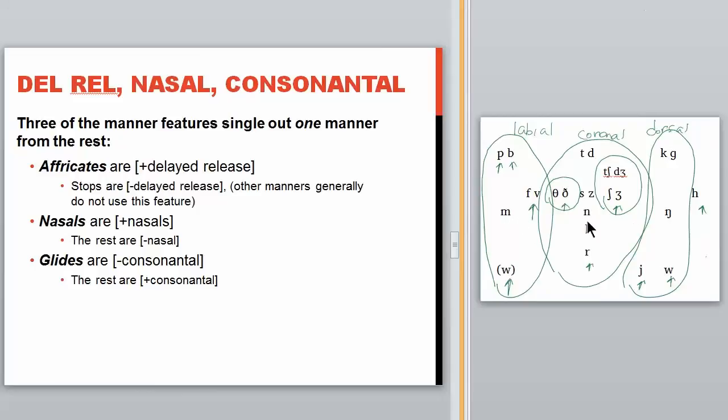Nasals, which we have here as m, n, and ng, are obviously plus nasal, and the rest of the consonants are going to be minus nasal. And finally, slightly unintuitively, we can consider glides to carry the feature minus consonantal. Now, this distinguishes them from all the other consonants, which are plus consonantal, but don't forget that glides are still considered consonants. Remember, the feature that distinguished between consonants and vowels was plus or minus syllabic. Right, so these are the glides.